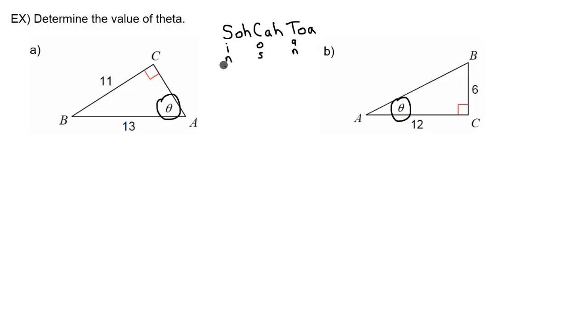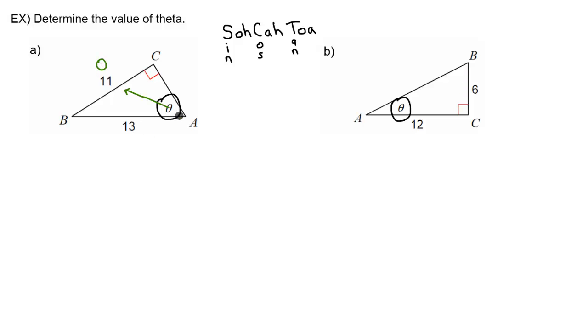And to do that, we need to set up some trig ratios, and I always like to use SOHCAHTOA to help me do that. The first thing that we need to do is identify the opposite, the adjacent, and the hypotenuse sides of this right triangle. So the side that's across from theta is always the opposite side. So that's going to be 11. I'll say O for opposite.